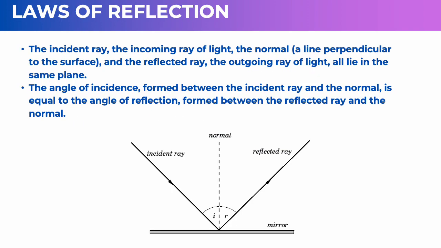We'll now look at the law of reflection, which is the most fundamental law in ray optics. This says that the incoming ray, the incident ray, the normal, and the reflected ray all lie in the same plane, firstly. And second, the angle of incidence, which is the angle made by the incident ray with the normal, and the angle of reflection, which is the angle made by the reflected ray with the normal, are always equal. So these are the laws of reflection.